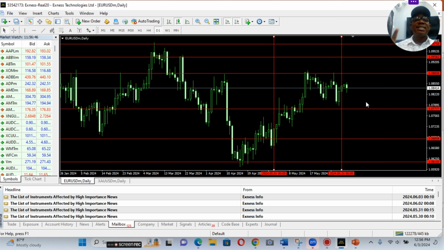Euro USD, once a bearish engulfing pattern or bullish engulfing pattern forms and is confirmed, it moves in that direction. Dark cloud cover forms and is confirmed, it moves in that direction. So with this strategy, you can comfortably trade your Forex without a stop loss.